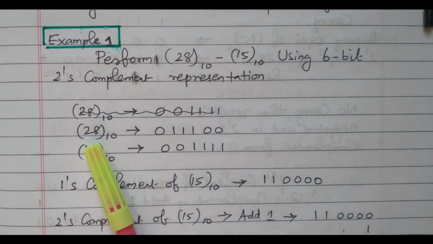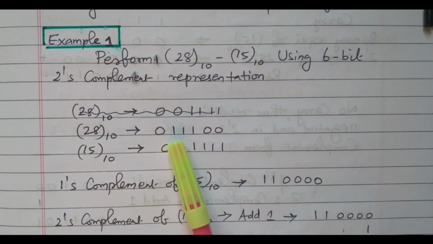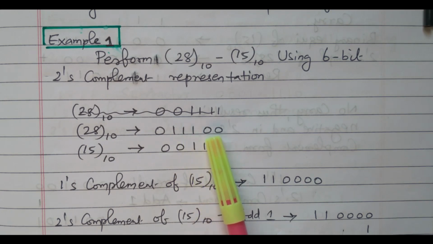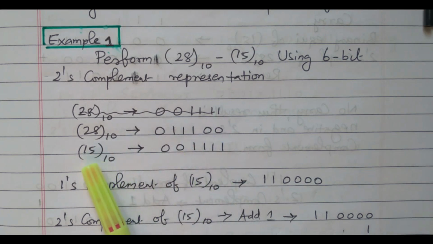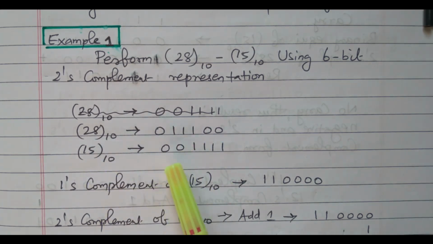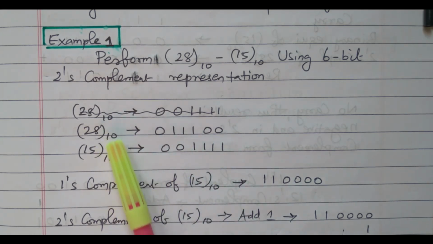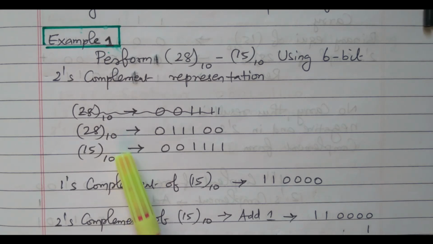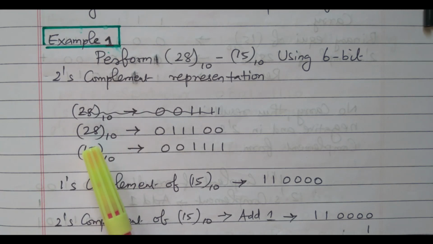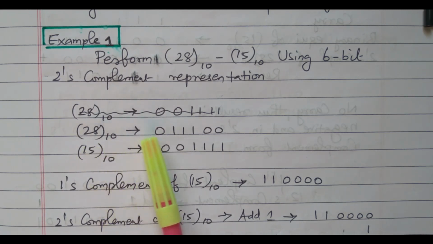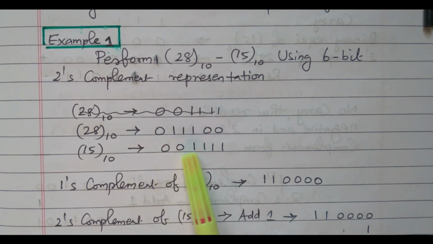The decimal number 28, the binary equivalent is 011100. Similarly, the decimal number 15, the binary equivalent is 001111. We need to convert this. The same problem was available in the 1's complement method, in which the conversion is given. It is a simple process only: the decimal number is converted into a binary number. So, this is the first number, and this is the second number.